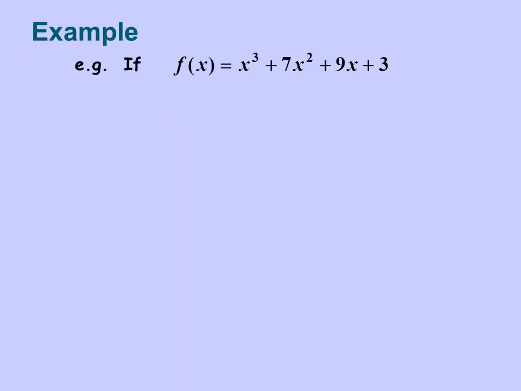Let's take a simple example. I have a cubic where f of x equals x cubed plus 7x squared plus 9x plus 3. If I substitute in x is equal to negative 1 into the cubic, I get negative 1 for the x cubed, plus 7 for the 7x squared, minus 9 for the 9x, plus 3, which gives me 0. Substituting in negative 1 gave me 0.